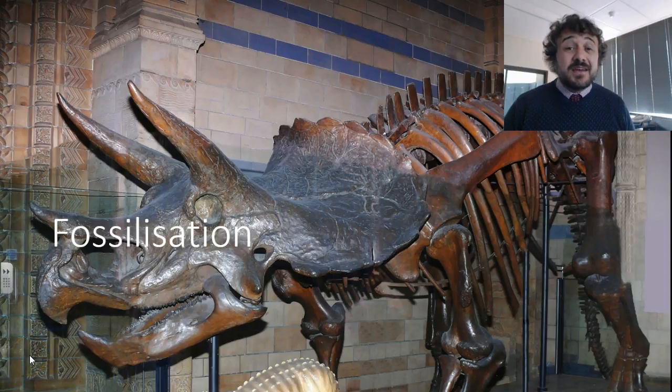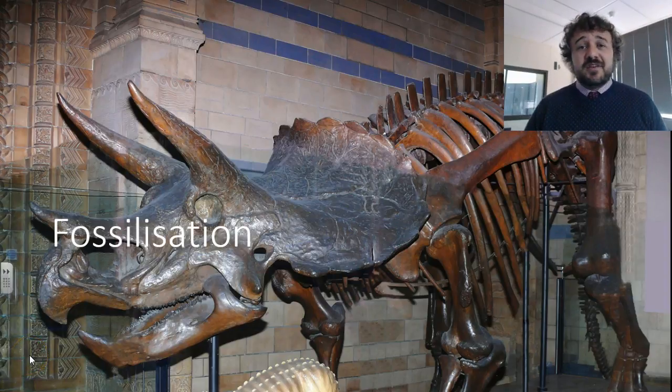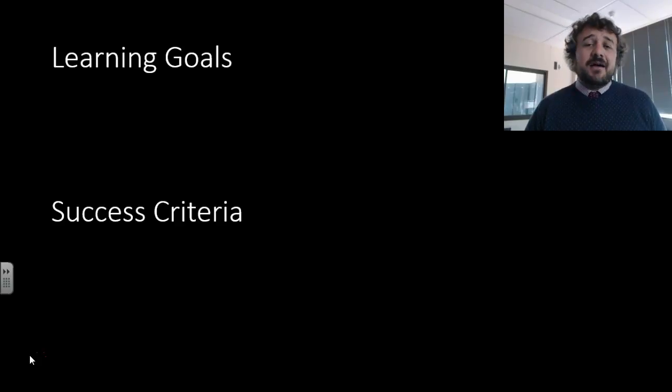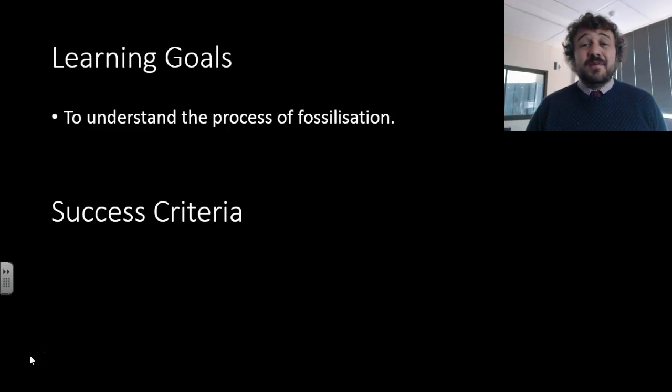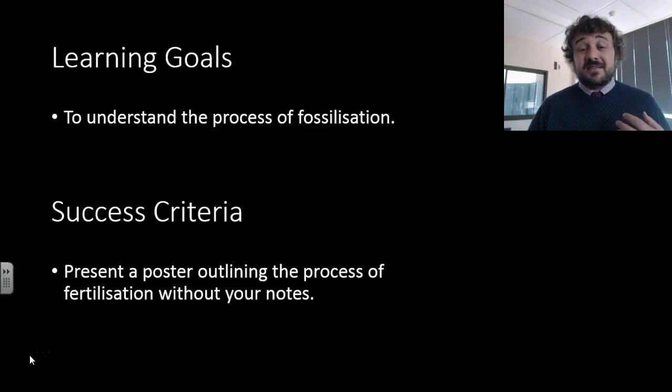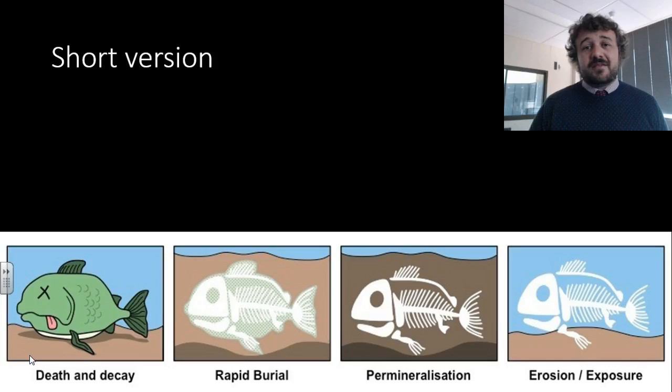Alright, so how do we get fossils? That's called the process of fossilization. Our learning goal today is to be able to understand that process, and in particular, we are talking about replacement fossils. The success criteria is to present in some way the process of fossilization without actually having to refer to notes. If you can do that, you then understand the process of fossilization.